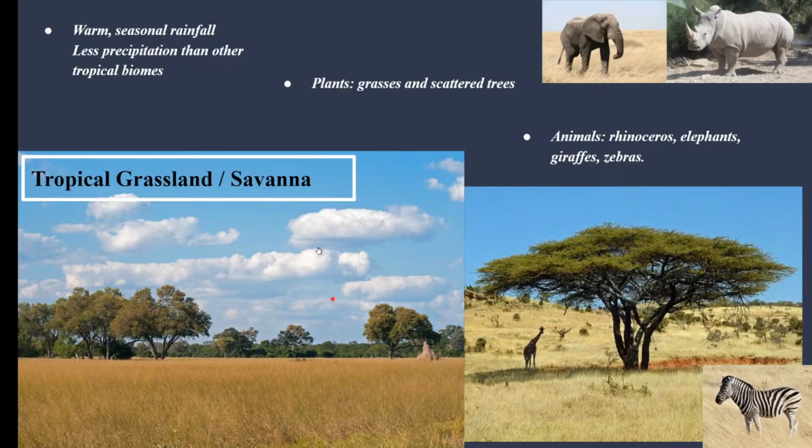Now on to the tropical grassland, also known as savanna. Like our previous biomes, since it's a tropical biome, any biome that says tropical is going to be warm. It has seasonal rainfall, like our previous biome, but it does have the least precipitation out of all the tropical biomes. Now, plants here, we do not have very tall plants at all. We have grasses and some trees scattered around, and the animals feature rhinos, elephants, giraffes, and zebras.